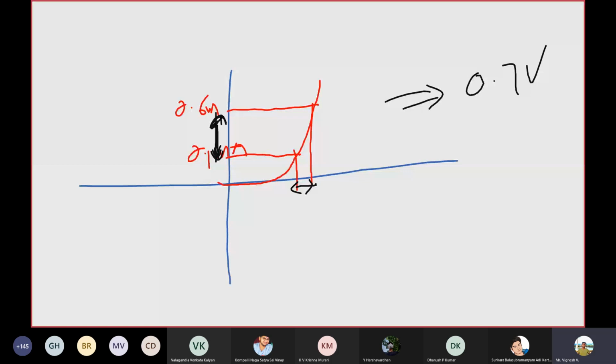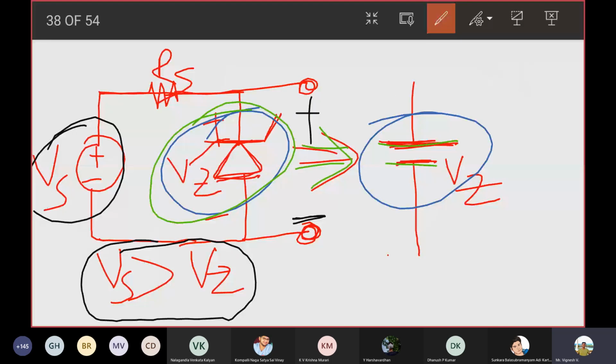So I hope all of you understood what a Zener diode is and how you replace the Zener diode. Now, it is very important for you to know that only if the source voltage is greater than the Zener voltage will the Zener diode give you a voltage of VZ across it. Let me draw a circuit and re-explain. I am on the 39th slide, and I'll explain what I just told.